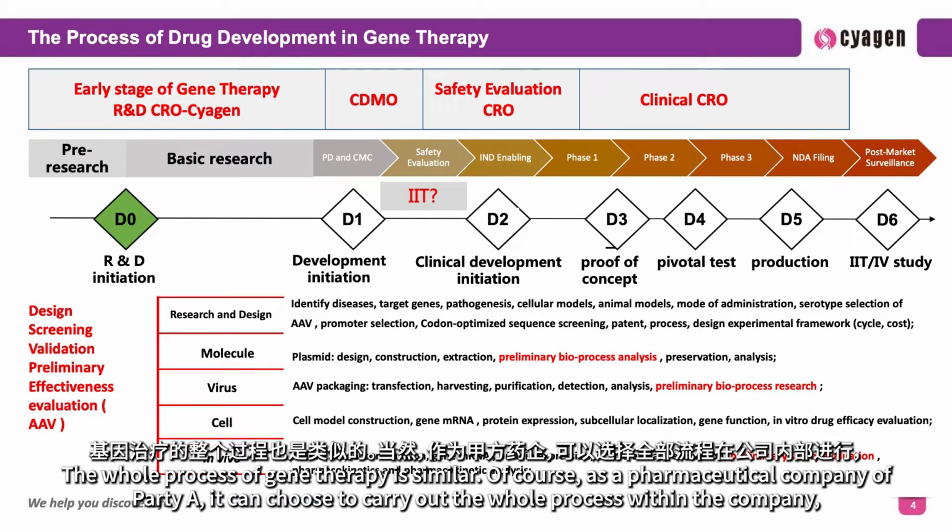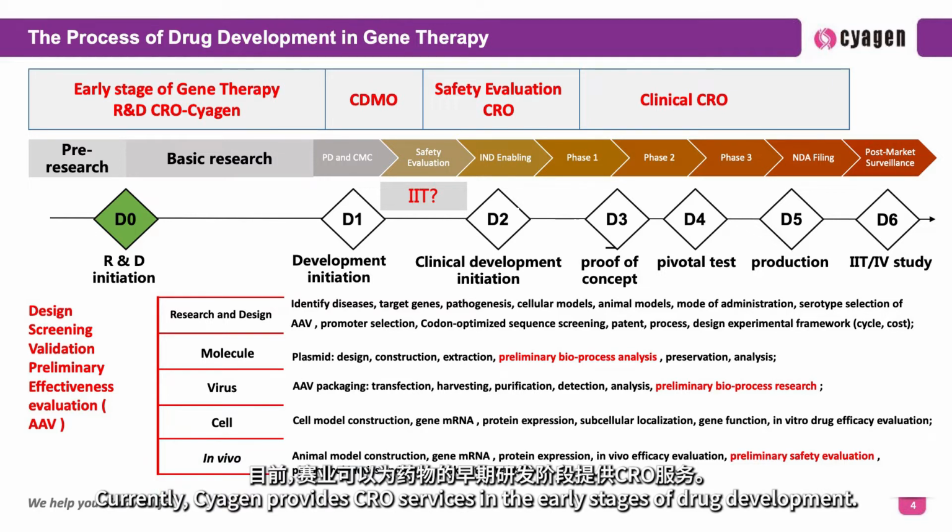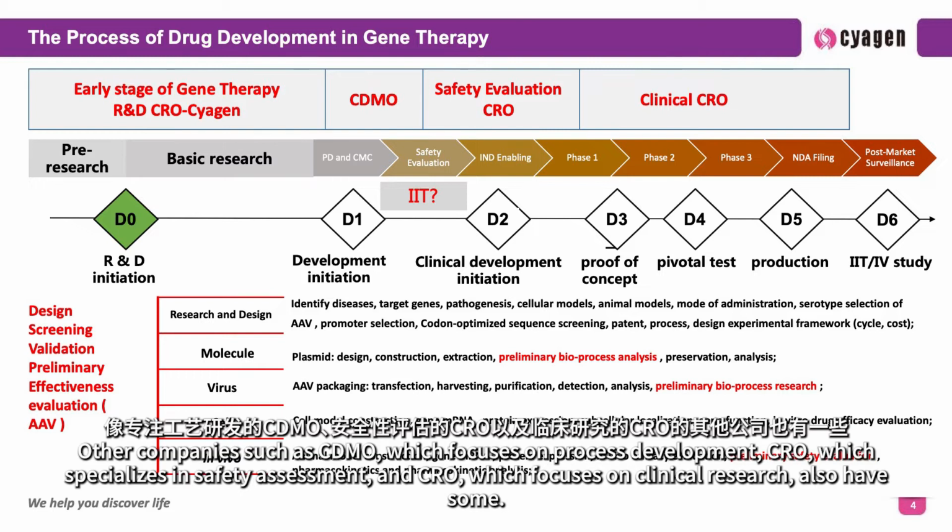Of course, as a pharmaceutical company, Party A can choose to carry out the whole process within the company. It can also consider entrusting companies like Cyagen as Party B to conduct the corresponding R&D. Currently, Cyagen provides CRO services in the early stages of drug development. Other companies, such as CDMO, which focuses on process development, CRO, which specializes in safety assessment, and CRO, which focuses on clinical research, also have some.